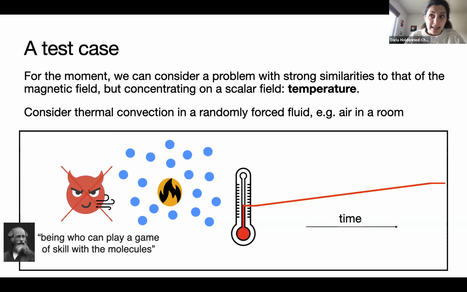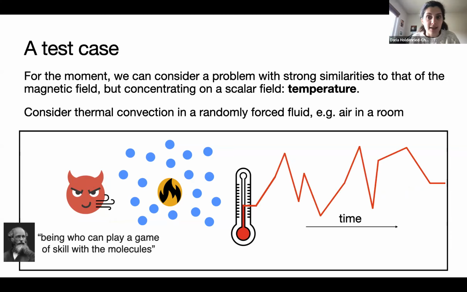Now, in the absence of these demons, if we were to measure the temperature in some place in the room after this heat source has gone off, what we would expect to see is essentially the temperature gradually increases until we reach an equilibrium temperature. However, in the presence of these demons, we might see a much more exciting, you could say, temperature profile, because if the demons blow hot air towards the thermometer, the temperature might suddenly go up, then cold air, and so on and so forth, until we equilibrate back to the equilibrium temperature.